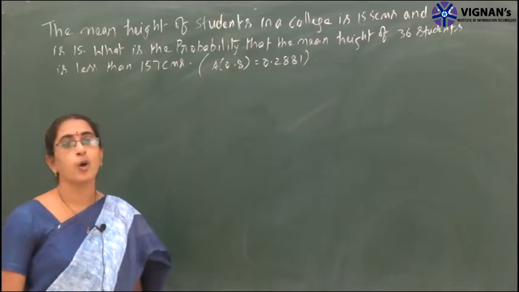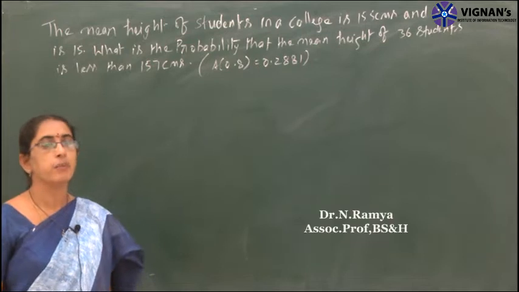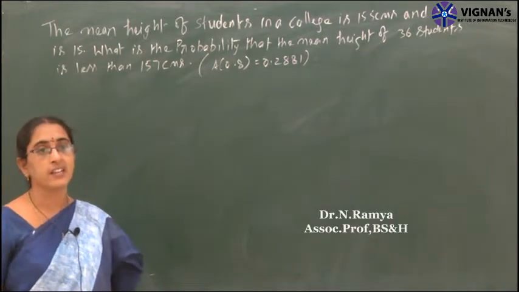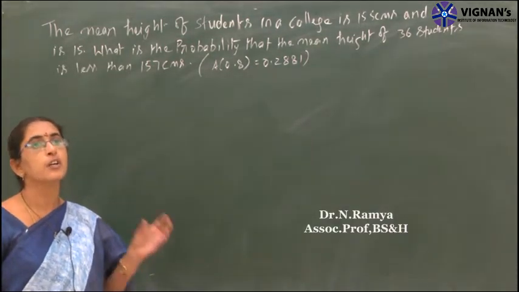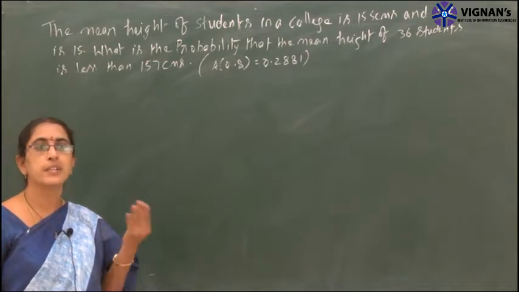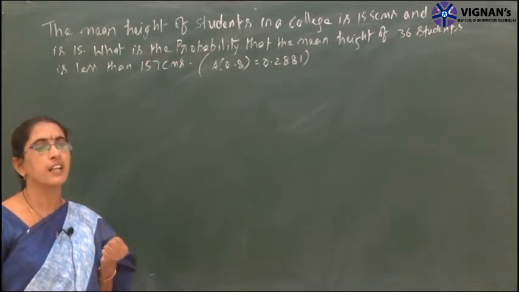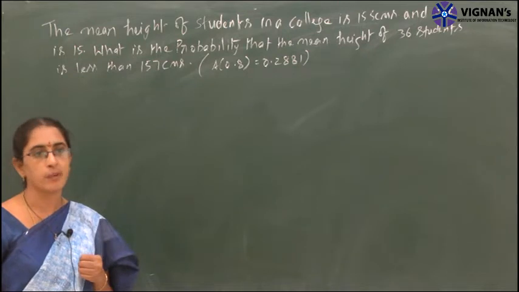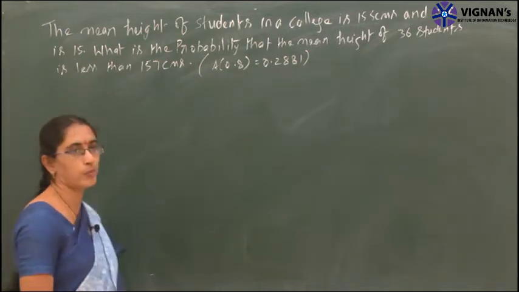Now we have seen the problems regarding the estimation. But when the sample size is given and they are asking you to find the probability between the random variables, means between the sample mean here, then we have to use the standard normal variate. Now let us see the first problem on this.